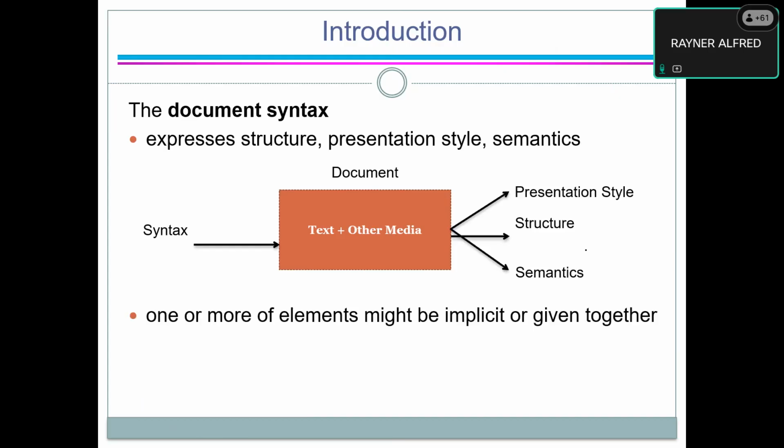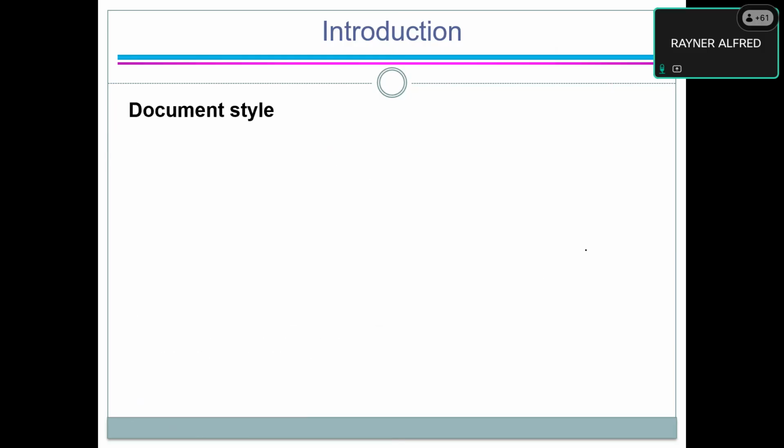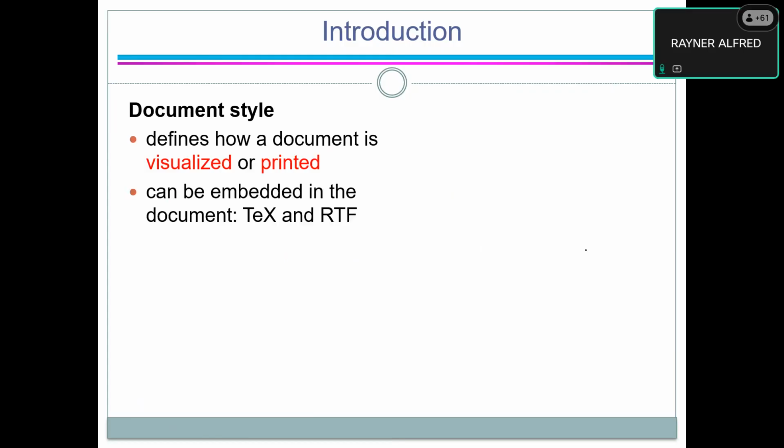Okay. So one or more of the elements might be implicit or given together. For example, we can have the structure and semantics together, or we can have the presentation style and the semantics together. So for example, in each document, the top one could be the title, followed by the author of the document.